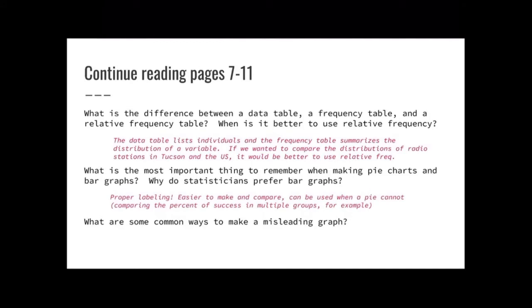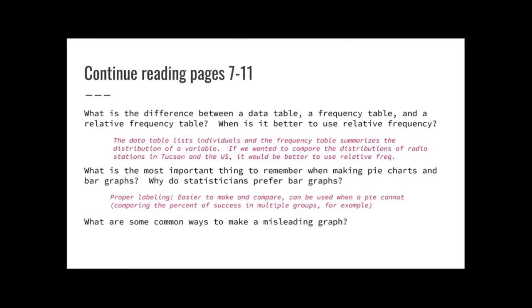What is the most important thing to remember when making pie charts and bar graphs? And why do statisticians prefer bar graphs? Well, the biggest thing is proper labeling. If you're not labeling it correctly, it's really difficult to read it. It's easier to make, to compare, and it can be used when a pie cannot. So, like comparing the percent of success in multiple groups, for example.